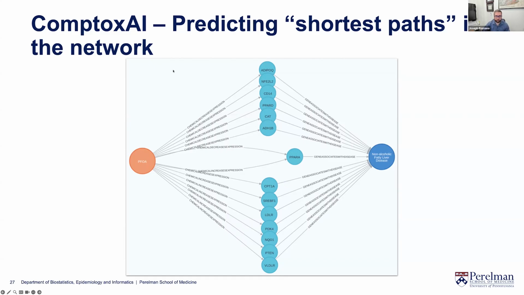Importantly, several of these, specifically the NFE2L2 and CD14 genes, have never been co-described with both PFOA and non-alcoholic fatty liver disease in the scientific literature prior to us showing this in this study. So what that means is that by aggregating information from multiple databases, we're able to make and imply potential mechanisms that lie between a chemical exposure and a toxic endpoint.